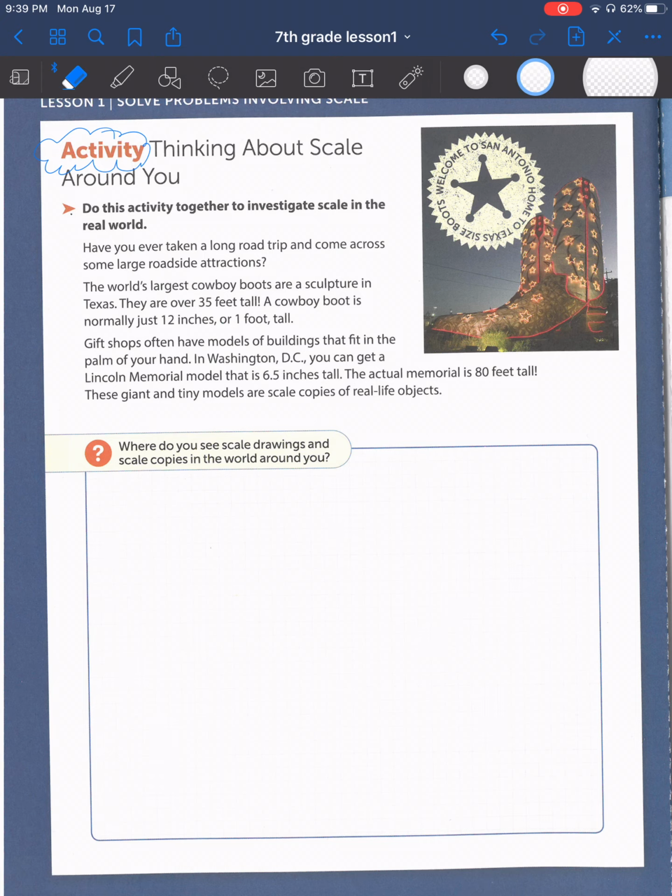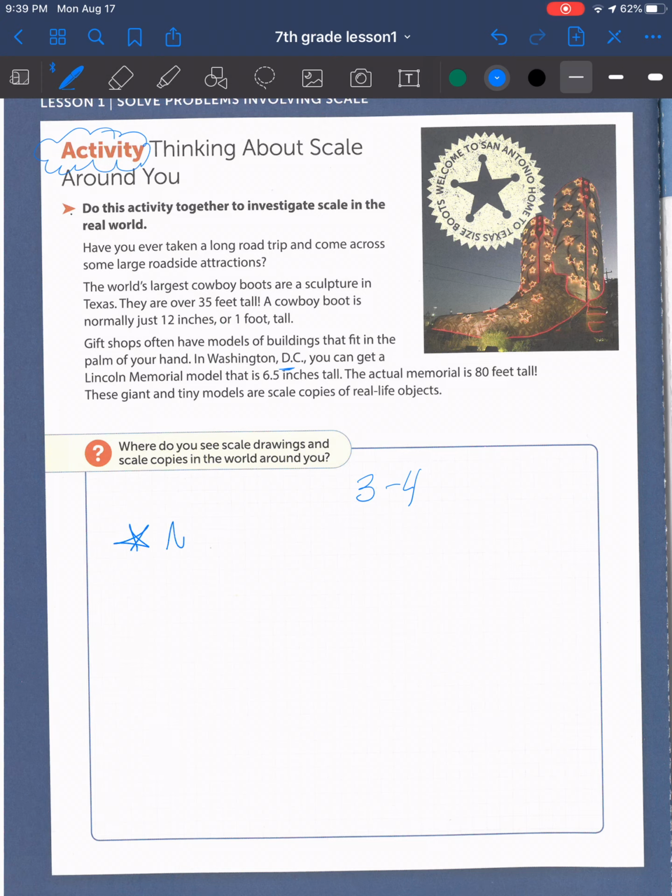I want you guys to really think about this and give me at least 3 to 4 examples, okay? So give me 3 to 4 examples of where you see scale drawings and scale copies around the world. I'll give you an example. Another DC example, because I was about to give that example, but how about this one?